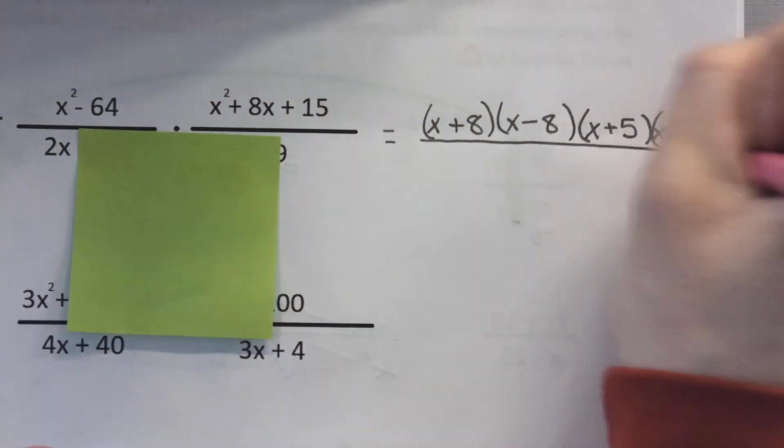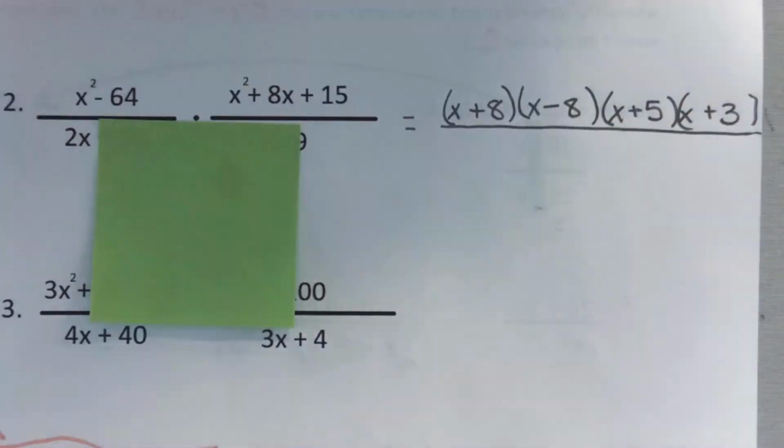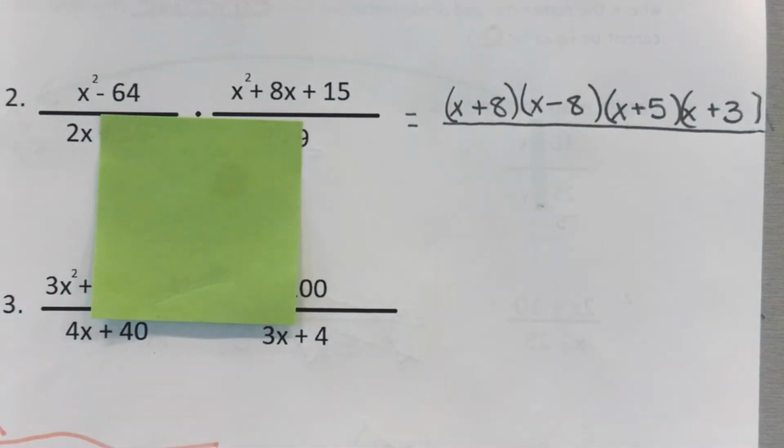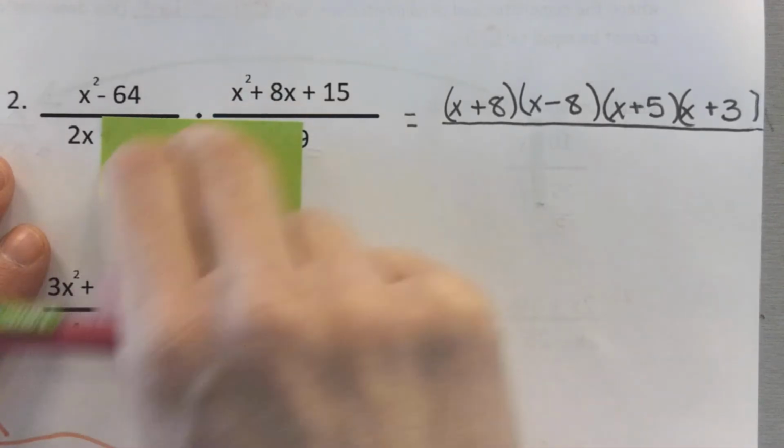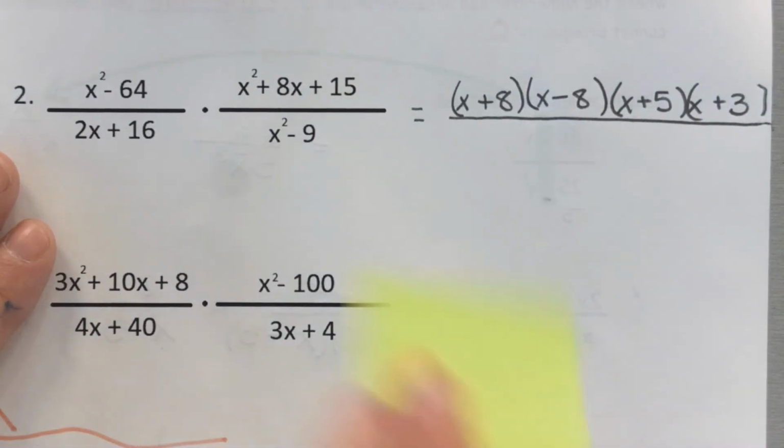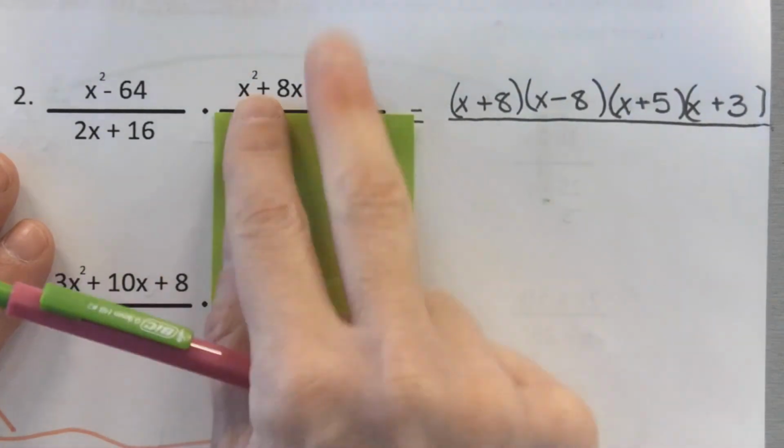5 and 3. And they're both positive because everything's positive. Okay, do we feel like we factored the top but also multiplied everything together? Agreed. Okay, so we're done with the top. In the bottom, we're going to do the same thing, one thing at a time.